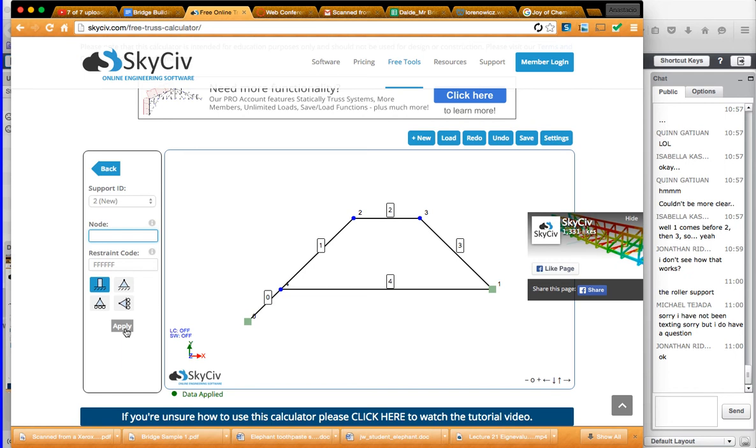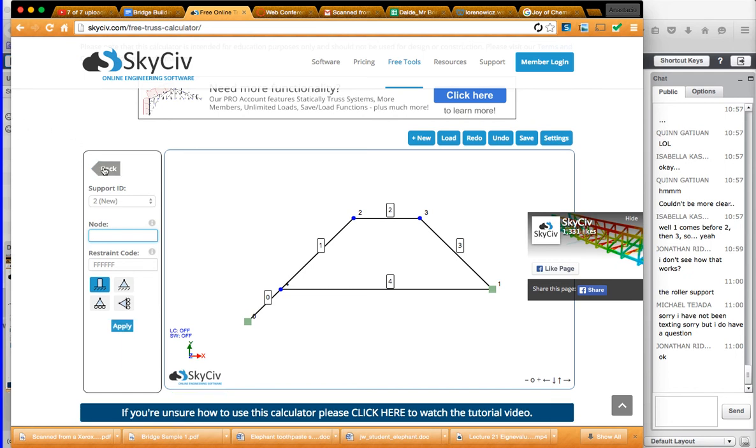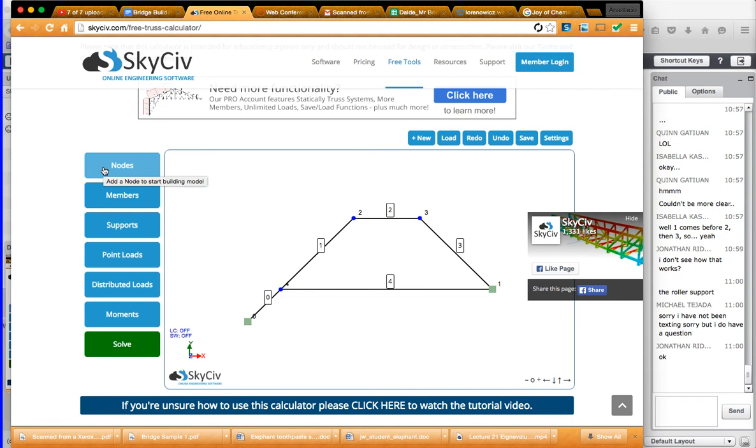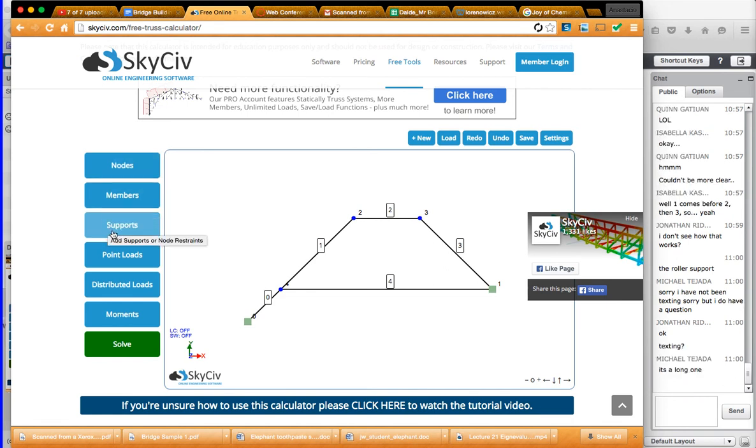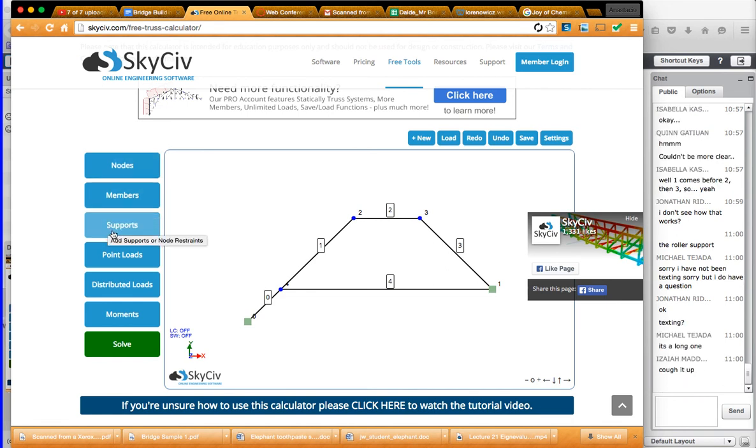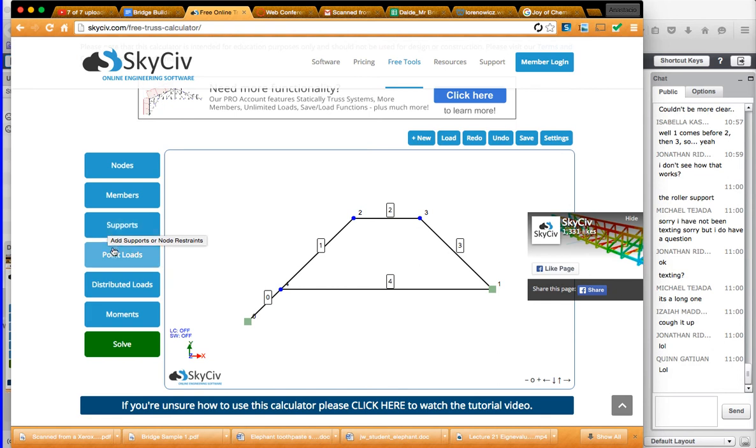By the way, that's all there is to know about the supports. Are we going to be using all of these? No, we're not going to use all of these. I'm actually going to show you the last one we're going to use.